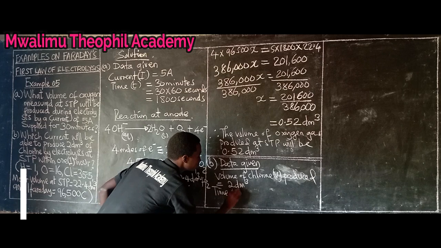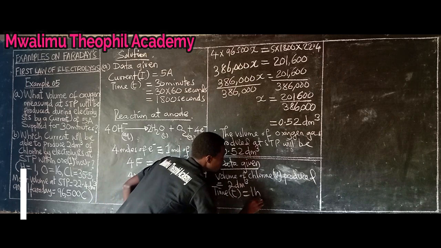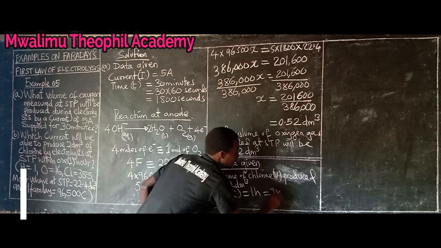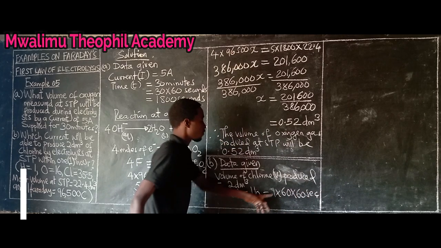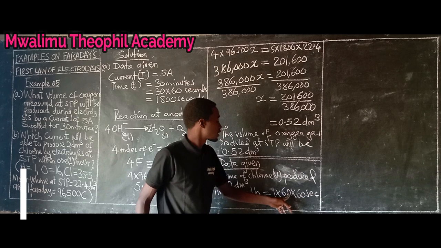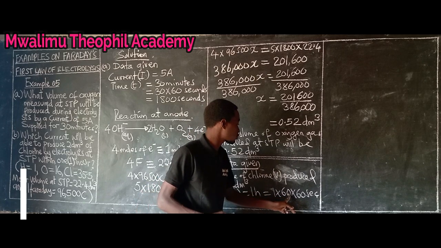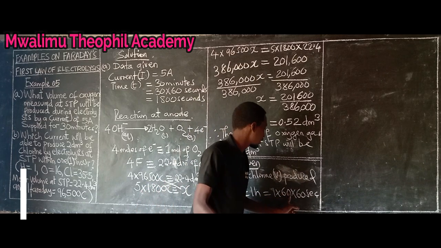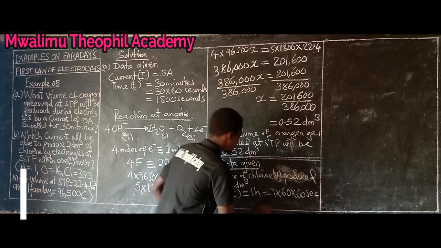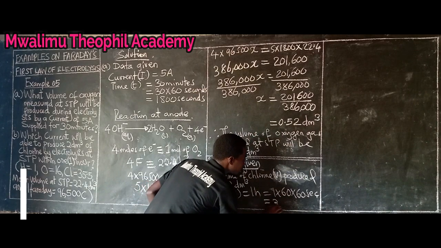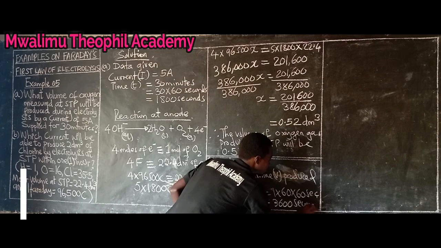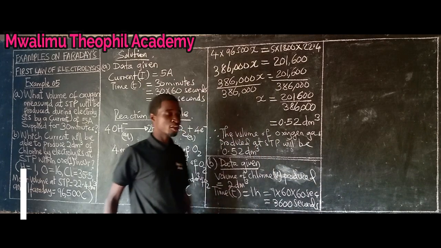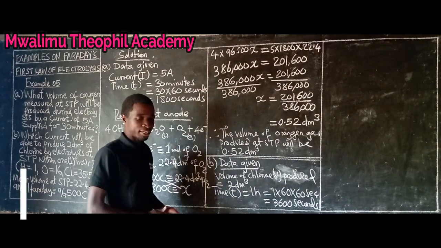Time t is equal to 1 hour, which is equal to 1 times 60 minutes. As you know, 1 hour is equal to 60 minutes. To change it into seconds, we multiply again by 60. So 60 times 60, we get 3,600 seconds. Now this is the time given, 3,600 seconds.